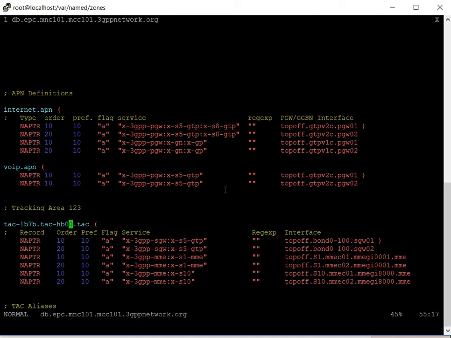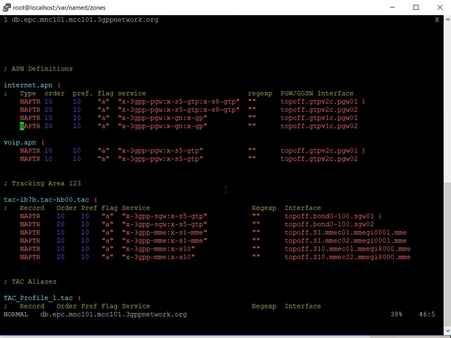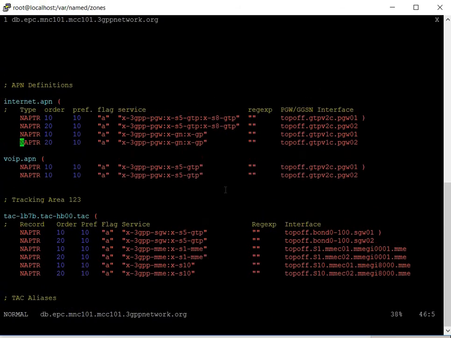But the DNS hierarchy actually allows you to say that you could have TAC HB00 as one whole domain in DNS if you wanted, or HB01 as a whole other domain. So that's just so you understand the notation of how tracking areas are written in DNS. And all of these statements here, NAPTR statements, they're information about services that this tracking area has available to it. And there is a heavily standardized notation for these.